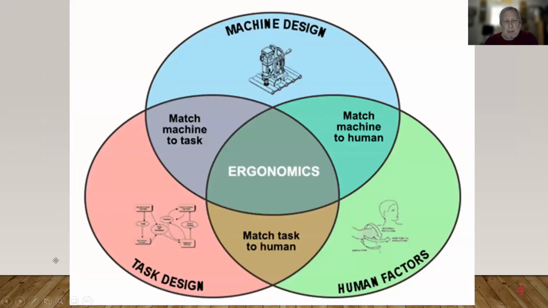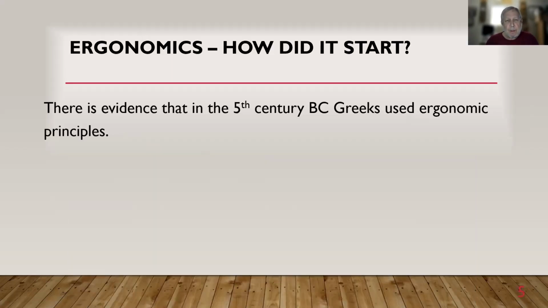I kind of like this diagram. It says the machine, the task, design, machine, and human factors. And when they all come together, the machine and the human match, the task and the human match, and it's matched to the machine. Well, that's perfect ergonomics. They all come together in the middle of that little diagram.